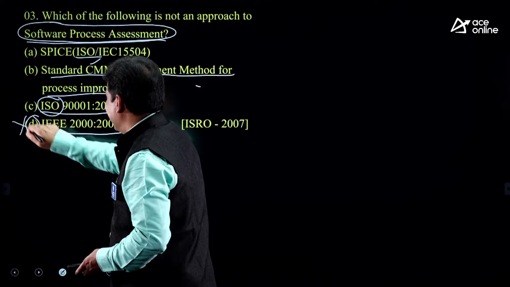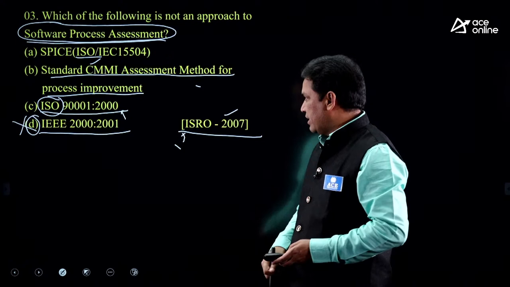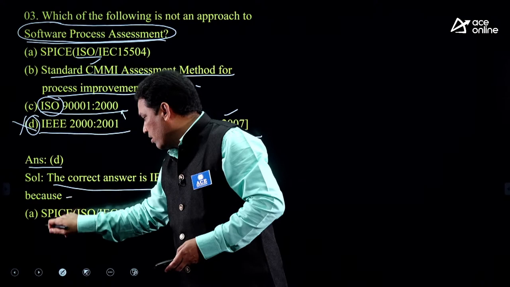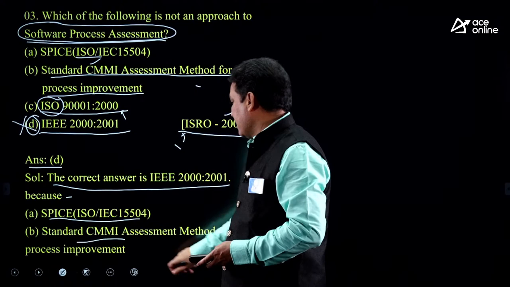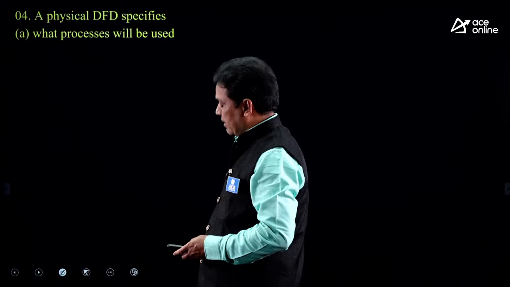The answer is D, right? This question was asked in ISRO, Indian Space Research Organization, in the year 2007. So the correct answer is IEEE 2000-2001, because SPICE, CMMI, as well as ISO 9000-2001 are all process assessment standards, whereas IEEE is not a process assessment standard, right?